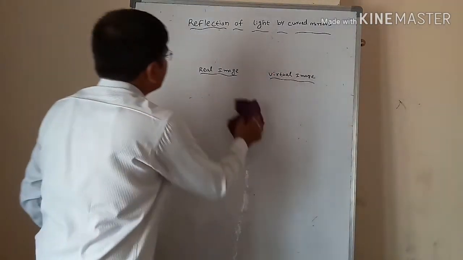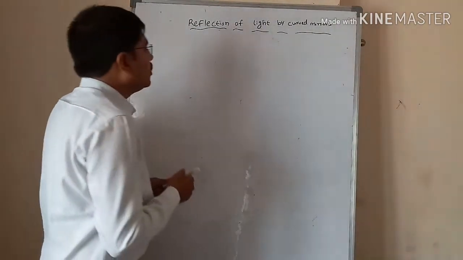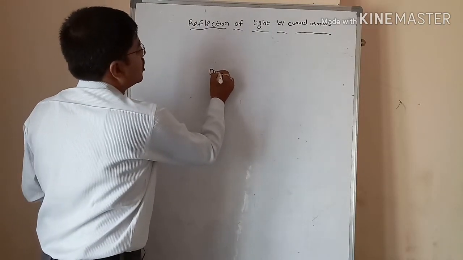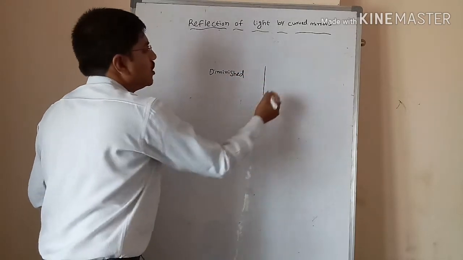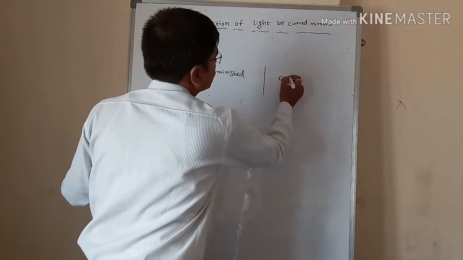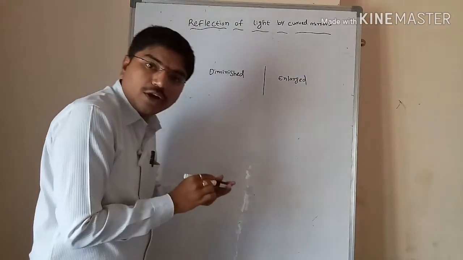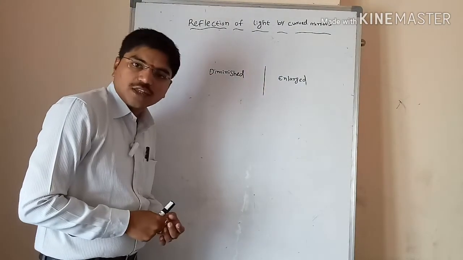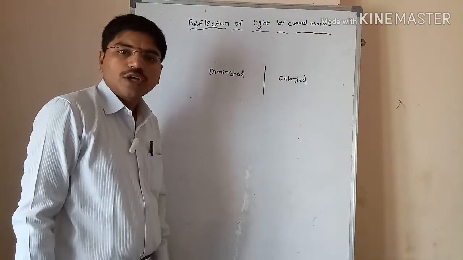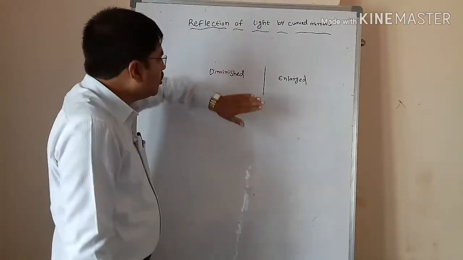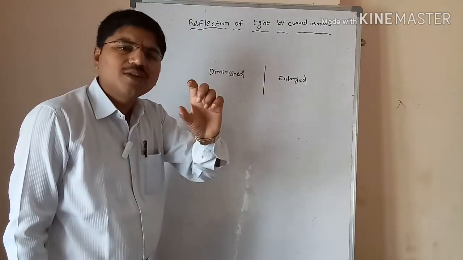A few more things are there. What is meant by diminished, and what is meant by enlarged? Diminished is about the object size and the image size. If the image size is less than the object size, it is nothing but a smaller image.